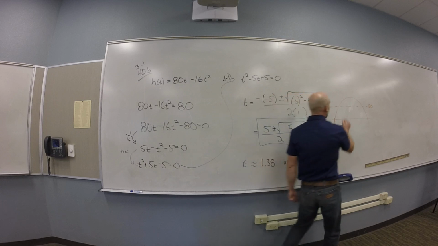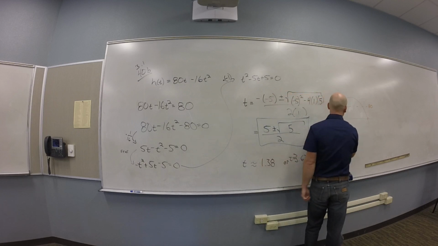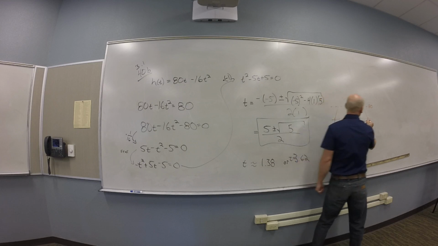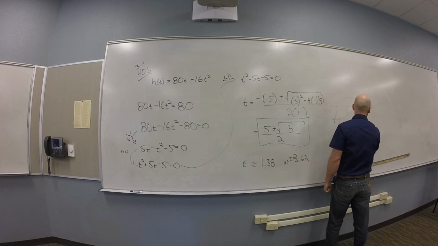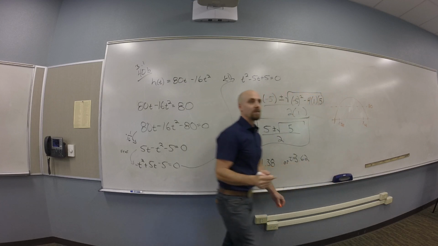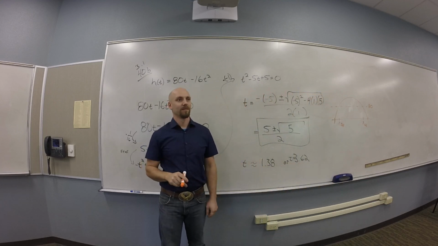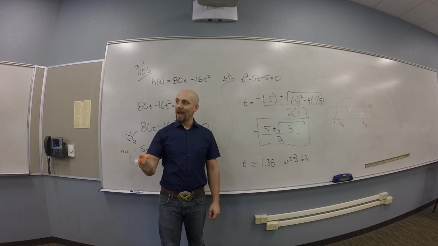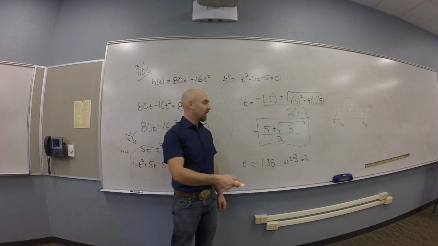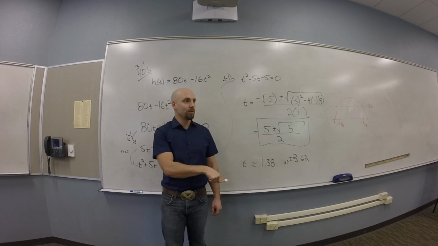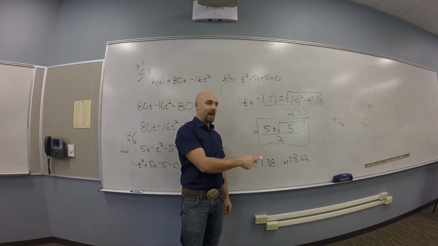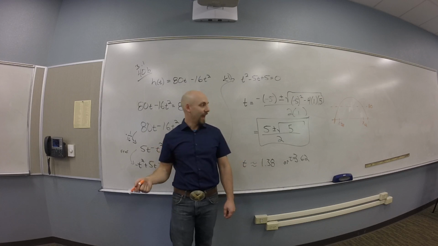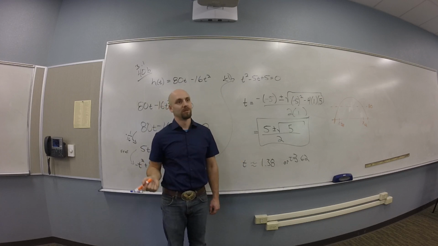So this happens at 1.38 seconds, and this happens at 3.62 seconds. If you wanted a good interpretation, you would say something like, the ball goes up past 80 feet at about 1.38 seconds, and falls down past 80 feet at 3.62 seconds. You guys see that?